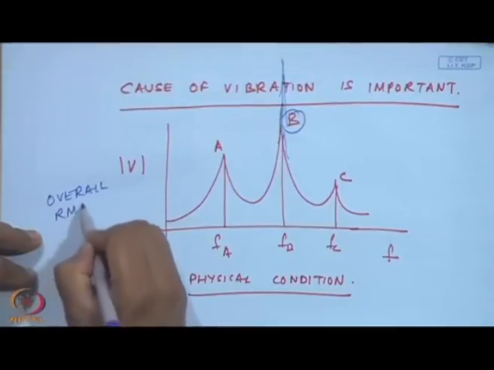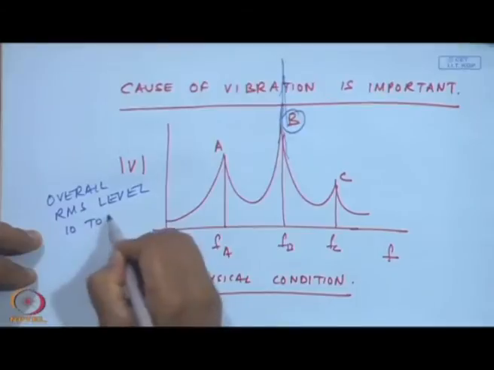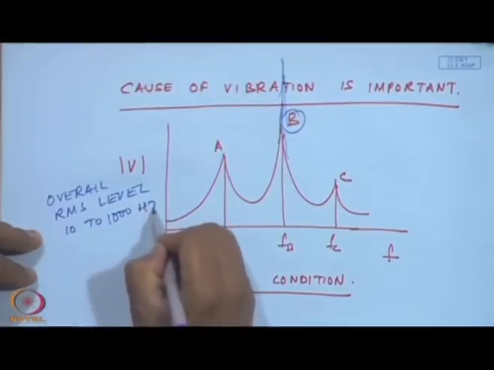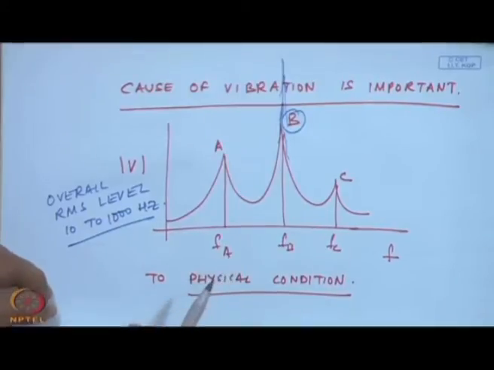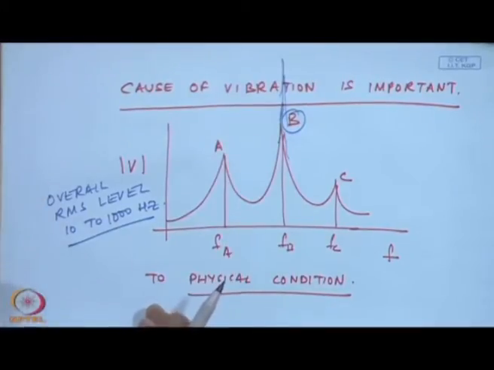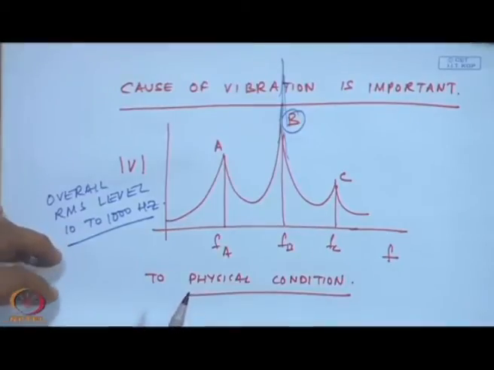overall RMS level from 10 to 1000 hertz. If I had seen the overall vibration level, I would not know whether it was A which is responsible for such a high level, or B whether it is responsible for a high level, or C which is responsible for such a high level.